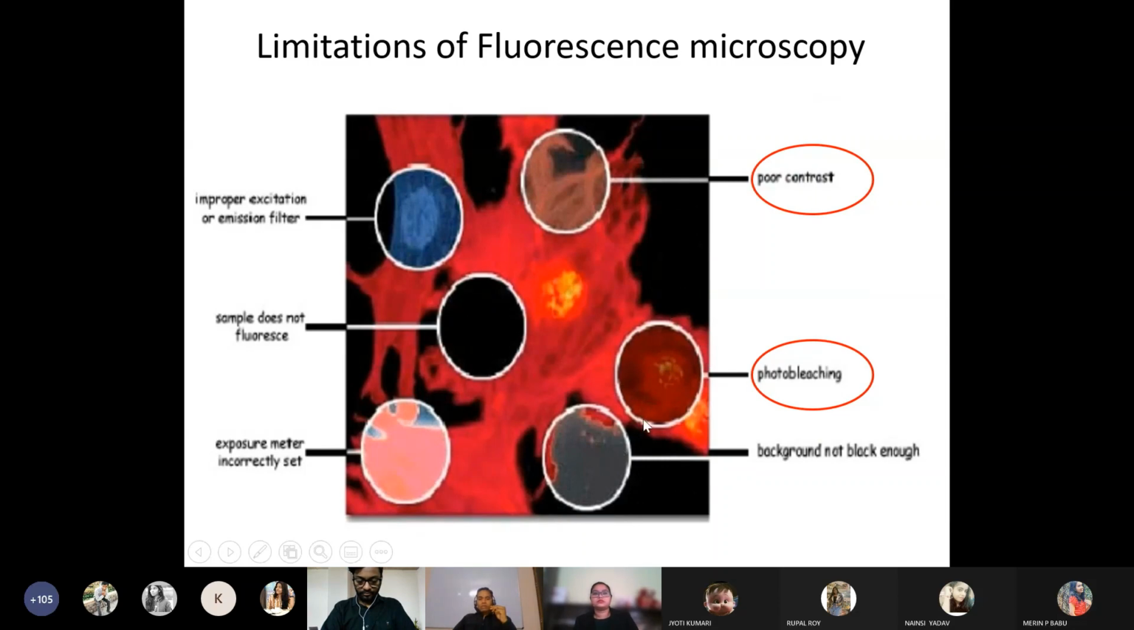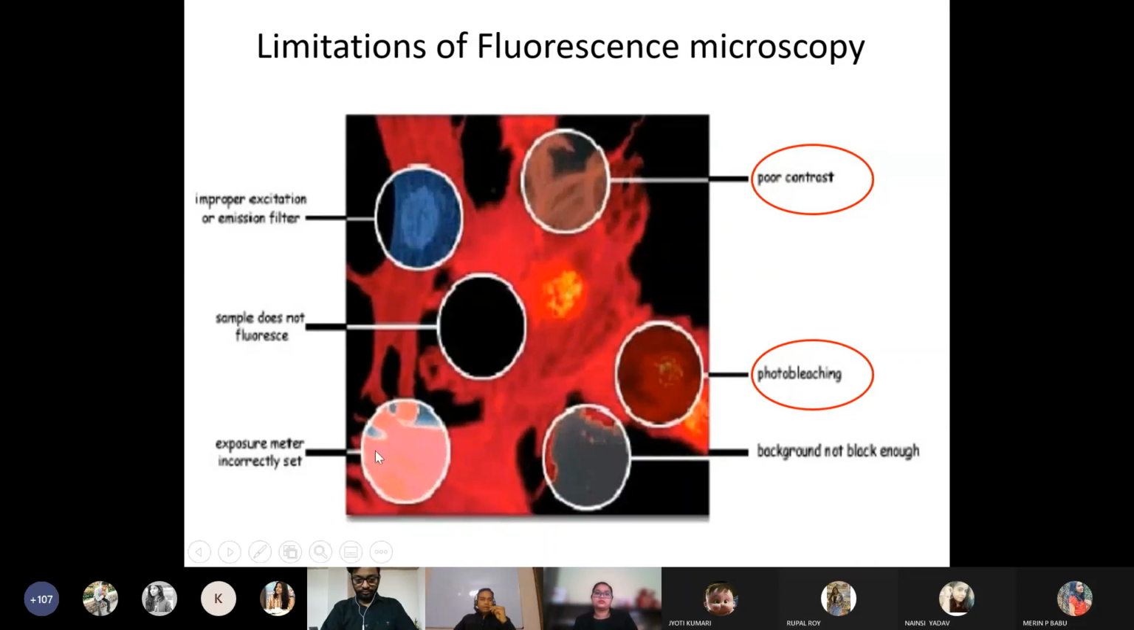Okay, now the second is the photo bleaching. I have experienced it myself. If you look at a particular spot on the microscope, the cells will lose their fluorescence after some time. So if you have found a very good image and you have not captured it immediately, you will lose the image and you have to search again for a better image. So the photo bleaching is really a problem.